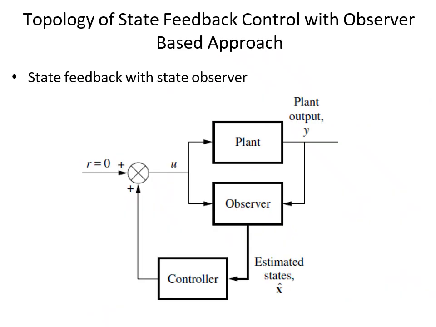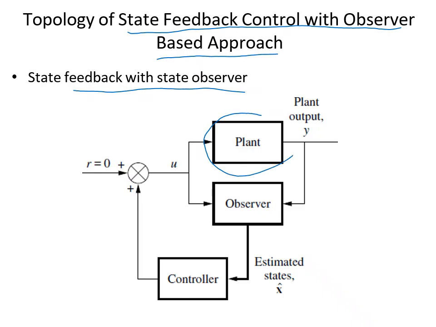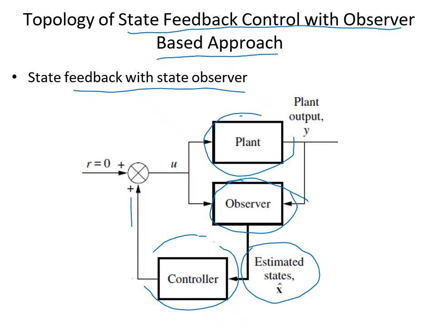Topology of state feedback control with observer-based approach. State feedback with a state observer: we have the plant, and the observer which observes the output of the system and uses it to estimate the states of the system, then inputs these estimated states to the controller for feeding back to the system.